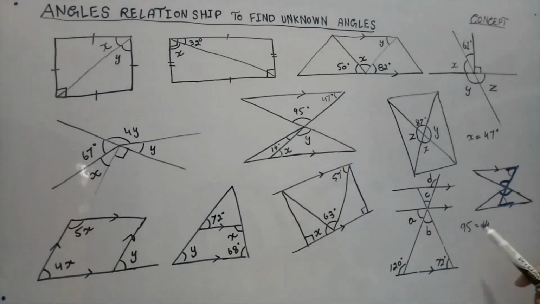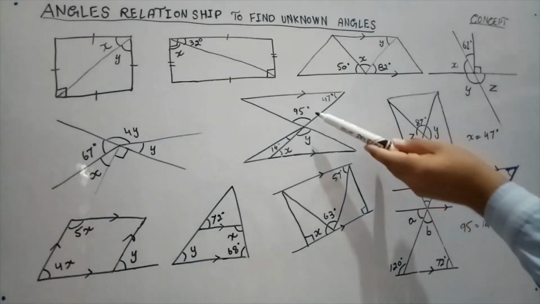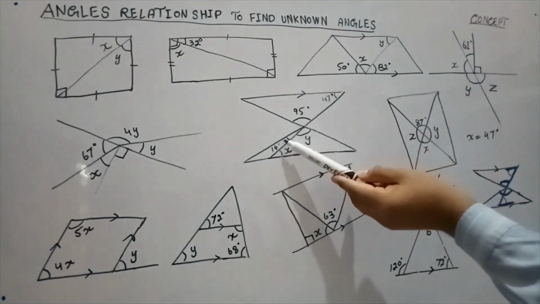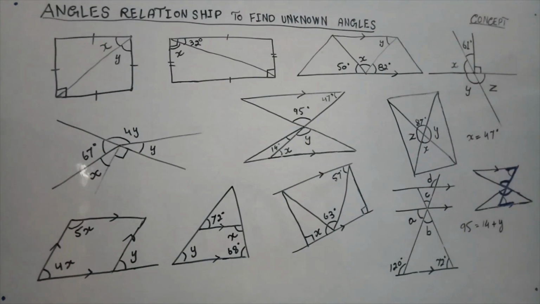So this value will be equal to 14 plus y degrees. This angle will be equal to the sum of 14 degrees and y degrees because of vertically opposite angles. Clear? Now if I subtract 14 on both sides, 95 minus 14 will be equal to 81 degrees, and here we are only left with y on the right hand side.